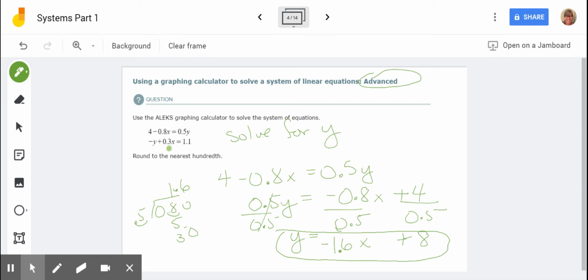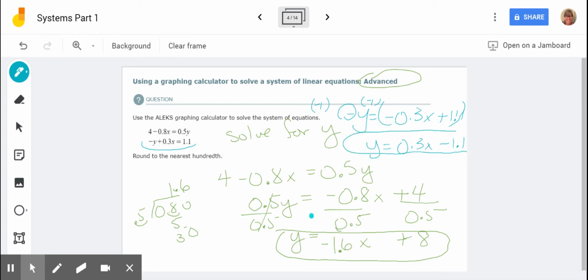This one, you need to just move the y over. I mean, not the y, the x term over. So you're going to get negative y is equal to negative 0.3x plus 1.1. And then we don't want negative. So we're going to multiply everything by a negative 1. Okay. So you're going to get y is equal to 0.3x minus 1.1. And that is the second equation that you're going to graph.